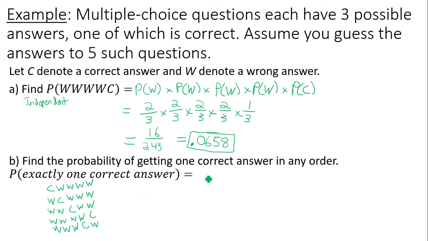So what you do is you take the probability from part A, which was one of the probabilities of getting a correct answer, the one where you got the correct answer in the fifth position, and you multiply it by 5. I'm going to multiply the fraction by 5 because that gives me a more accurate answer. So 5 times 16 over 243 is 0.3292. That is the probability of getting one correct answer in any order.